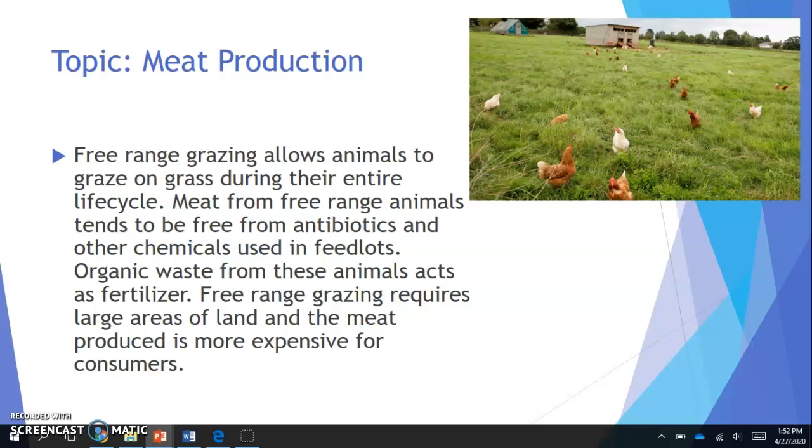And then free range grazing requires large areas of land, and the meat produced, again, is more expensive. So if you want the good stuff, you're going to have to pay.